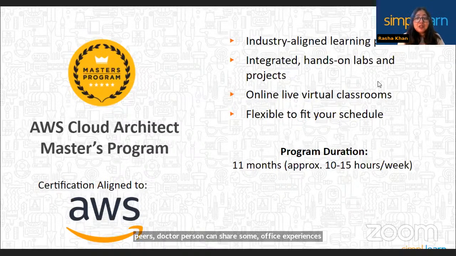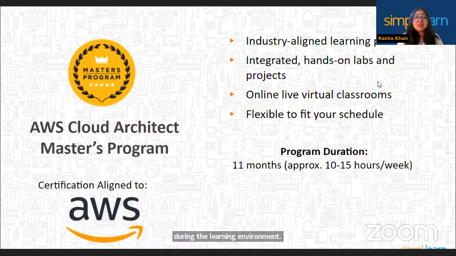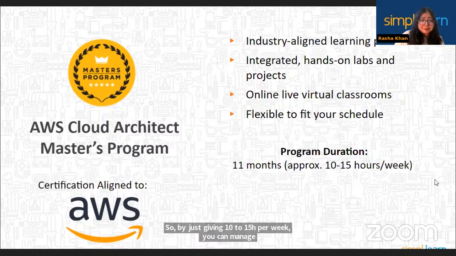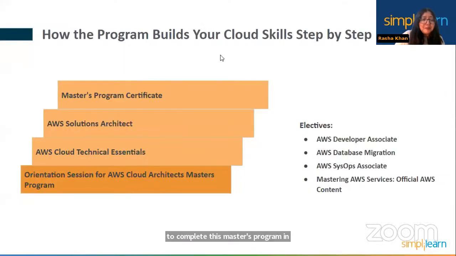The program duration here is 11 months. You can complete it by giving 10 to 15 hours per week of time. We saw, when you voted for the experience poll, that a lot of you are working professionals. So by just giving 10 to 15 hours per week, you can manage to complete this master's program in AWS Cloud Architect. Moving on to the learning path of the program.